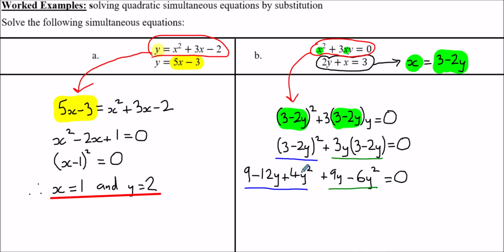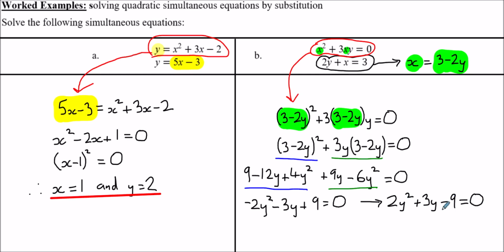So let's simplify this side. So 4y squared minus 6y squared becomes minus 2y squared. Minus 12y plus 9y is minus 3y. And then plus 9 equals 0. This looks a bit of a mess because the squared term is negative. So if we multiply everything by minus 1, we get 2y squared plus 3y minus 9 equals 0. This will now factorise.